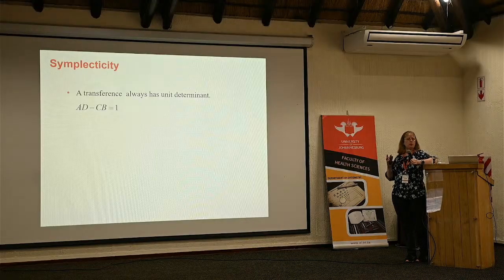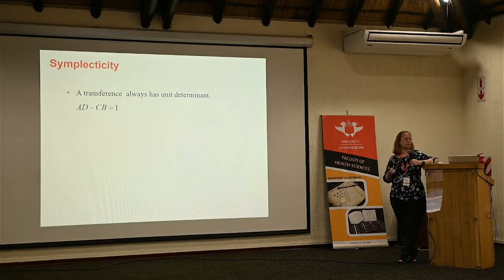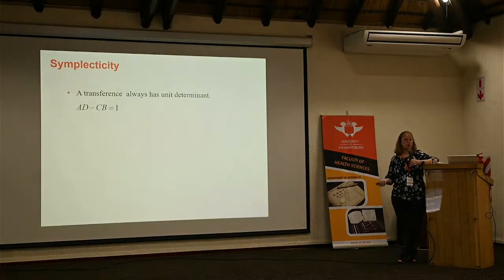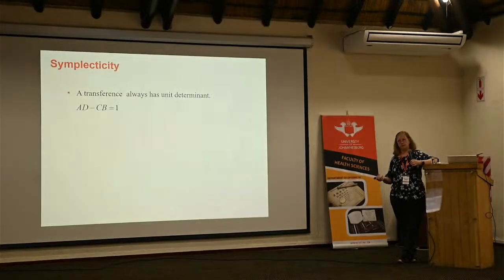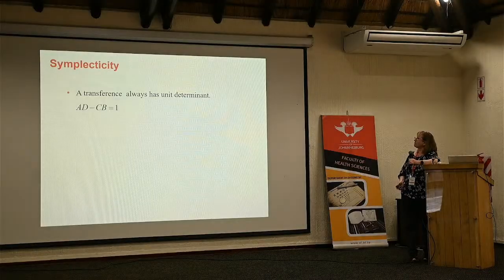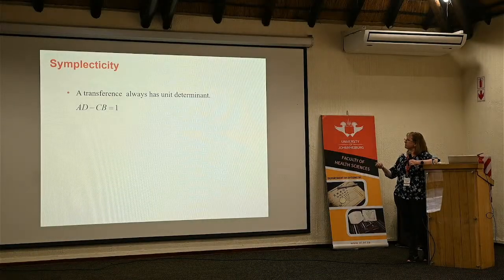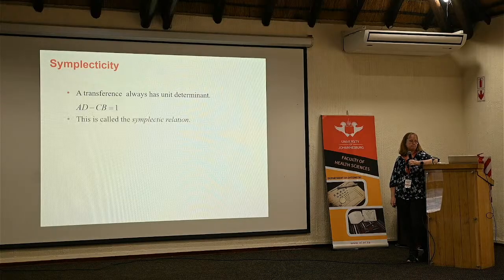Symplecticity, so the transference belongs to the Lie group, the symplectic Lie group. So all transferences are symplectic, and a symplectic matrix with the correct units represents an optical system. For a Gaussian system, that simplifies very simply to the determinant is 1.